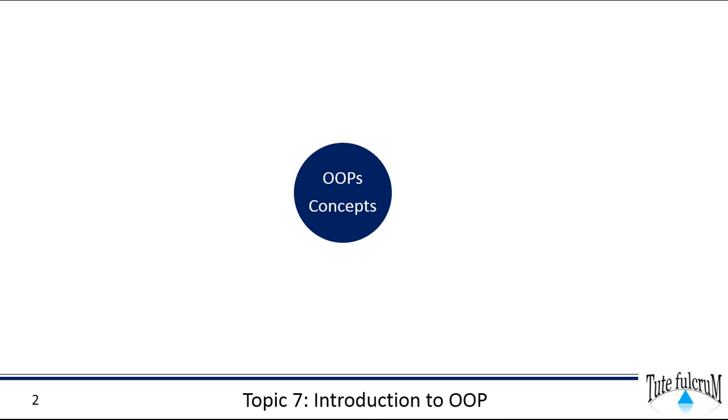Let's look into the characteristics of an object-oriented programming language. There are 6 major pillars for an object-oriented programming language. Let's understand them one by one.